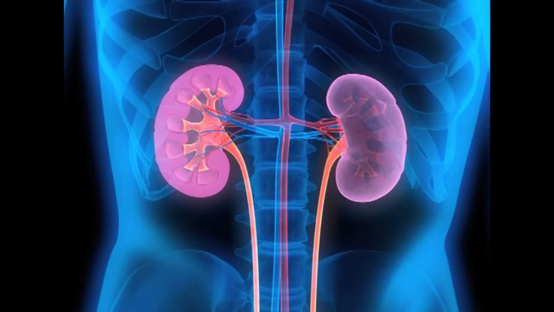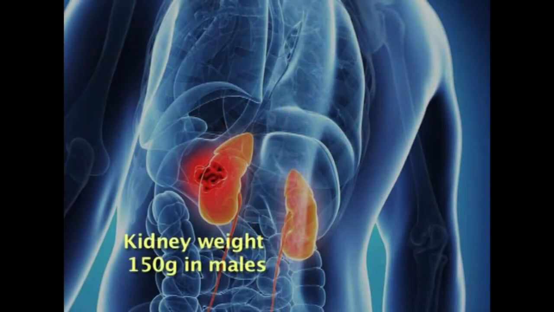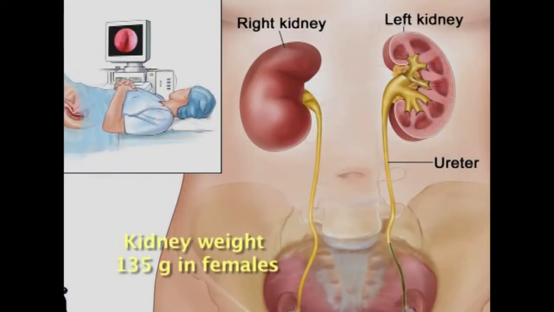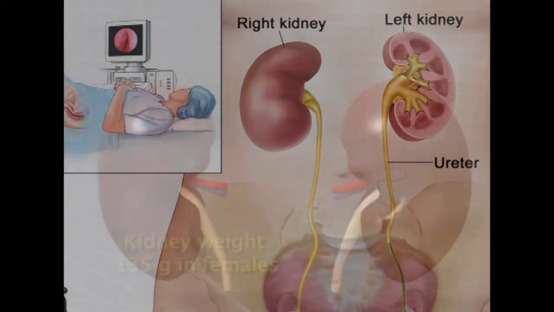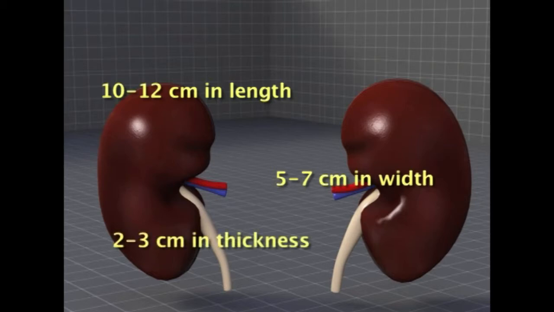Kidneys are bean-shaped structures, each about the size of a fist and weighing about 150 grams in males and 135 grams in females. They are typically 10 to 12 centimeters in length, 5 to 7 centimeters in width and 2 to 3 centimeters in thickness. In spite of being so small, they do a tremendous job inside our body.